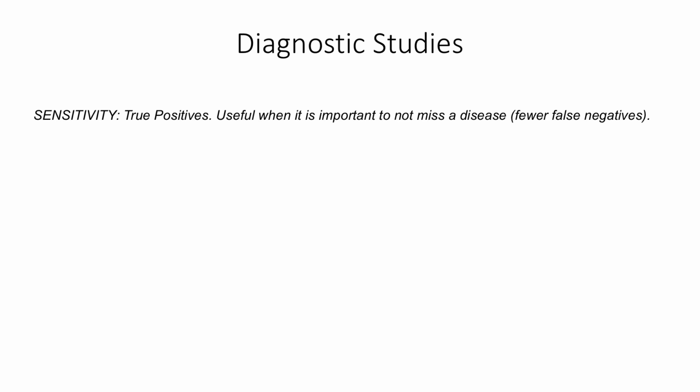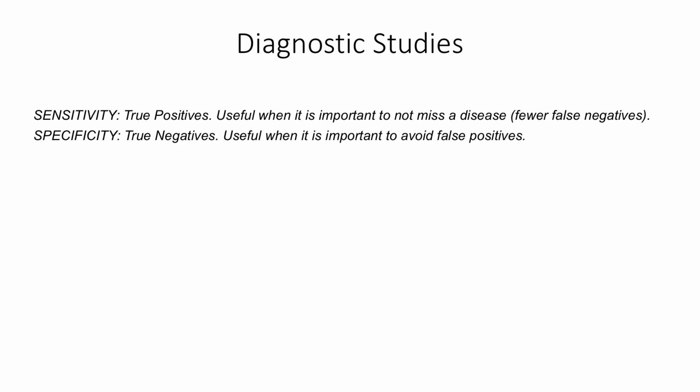Let's review some key concepts you'll need to understand to properly interpret diagnostic tests. The first concept is that of sensitivity. Sensitivity is your true positive rate, and a test with high sensitivity is useful to you as a clinician when it is most important to not miss a disease. A test with a high sensitivity minimizes the number of false negatives. A good example of this would be sepsis. You'd want your test for sepsis to have a very high sensitivity because missing sepsis could lead to dire consequences for your patient.